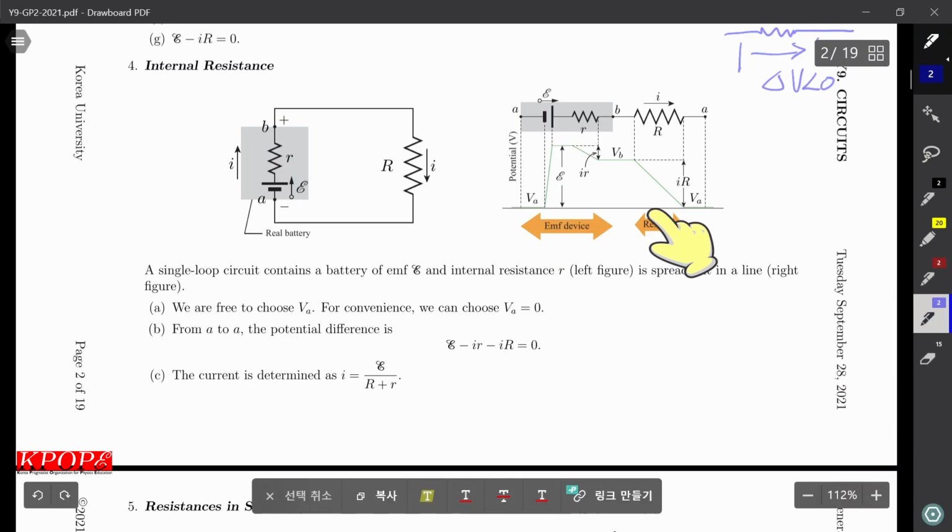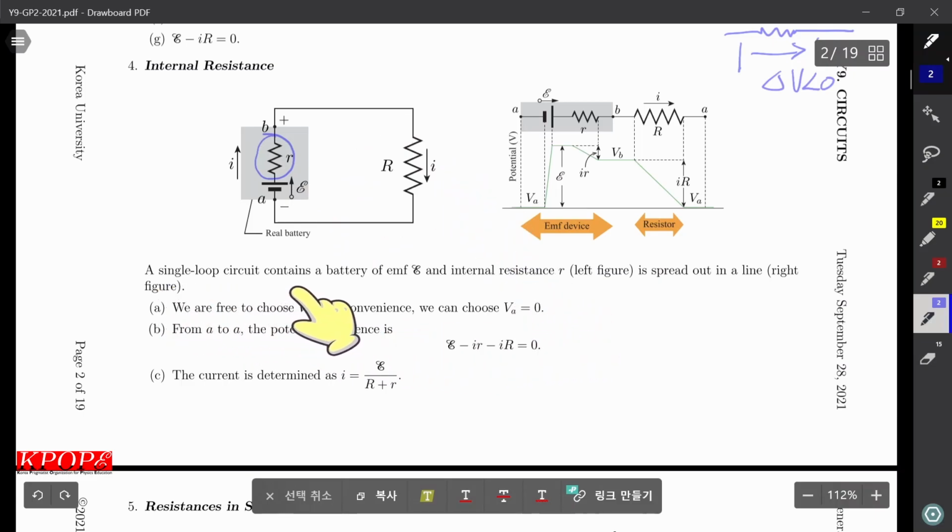Internal resistance. Until now, we considered the case where the resistance is outside the EMF device, but in practice, the EMF device also contains some resistance. So we assume the internal resistance of the EMF device is small r, and the resistance of the external resistor is capital R, and let the current I flow.